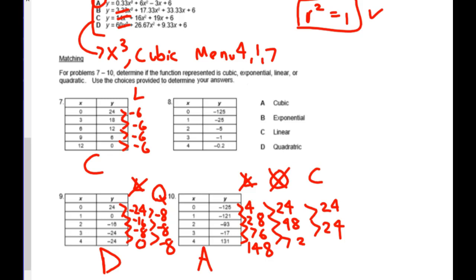Okay, now, besides it being process of elimination, on this one, if you divide, negative 25 over 125 is 0.2. Negative 5 over 25 is 0.2. Negative 1 over negative 5 is 0.2. So, when you divide, that means it's going to be exponential.